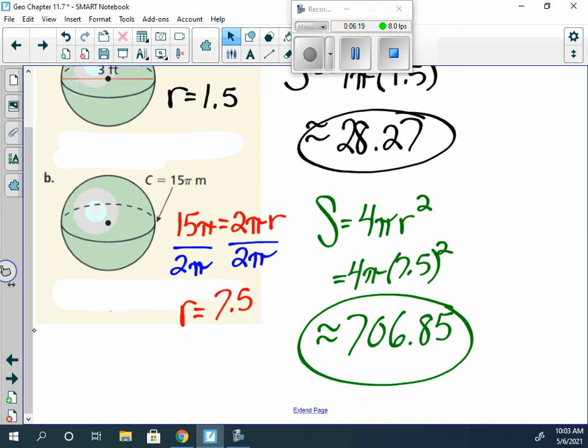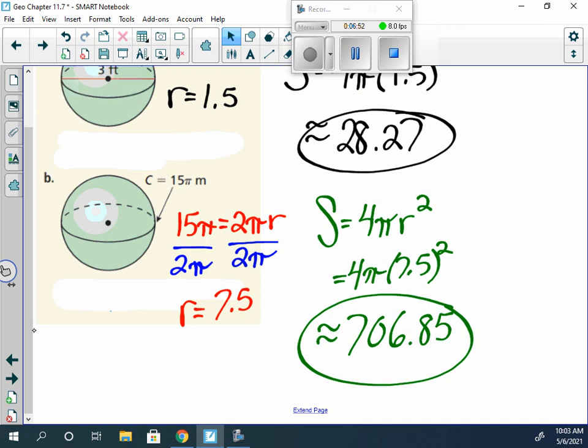All right, so since this is the circumference, we'd say 6 pi is equal to 2 pi r, because circumference is 2 pi r. So to find the radius, we would divide, and those would cancel. Our surface area is going to equal 4 pi times 3. And that'd be it.